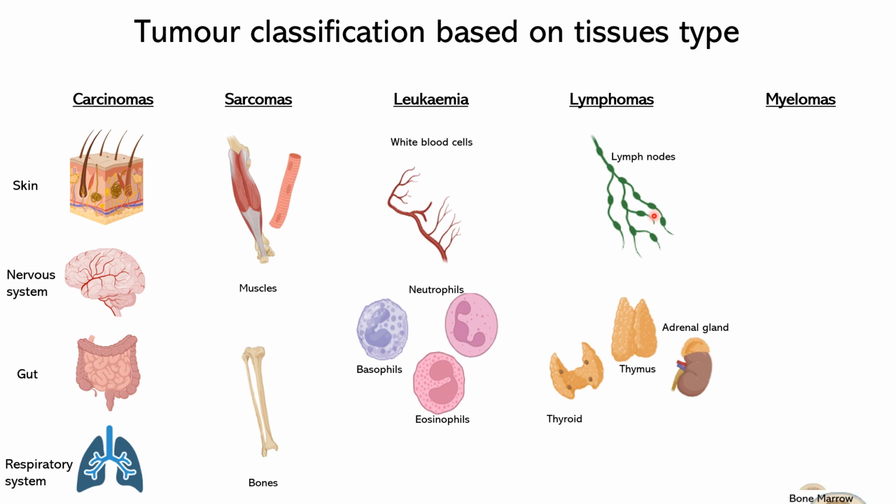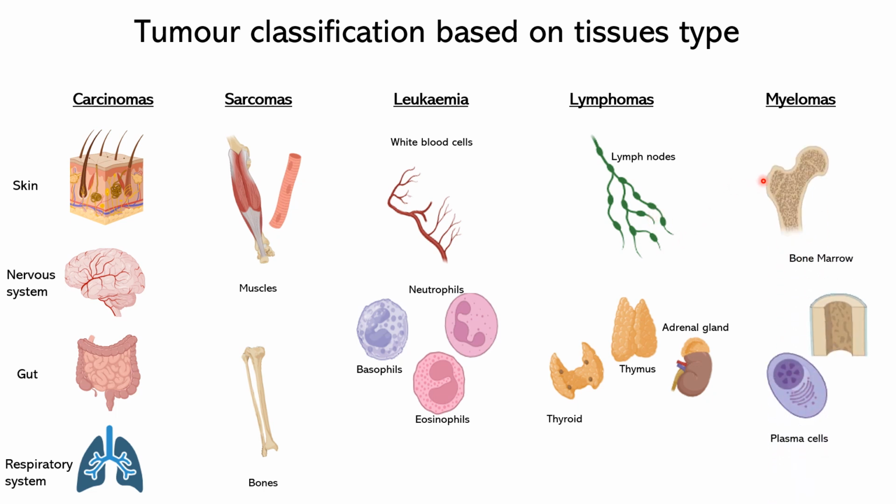And then finally, we come to the myelomas, which are the cancers that affect the bone marrow, and they mainly arise from plasma cells. So that's mainly the classification based on tissue types. There are at least 5 different types.